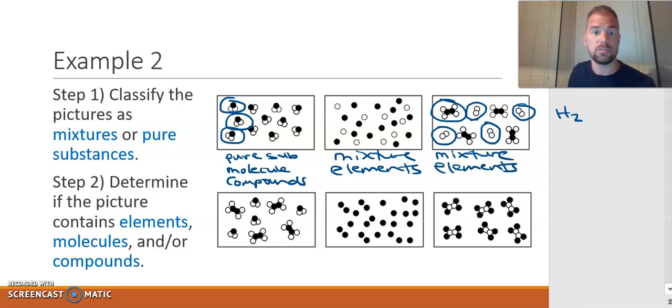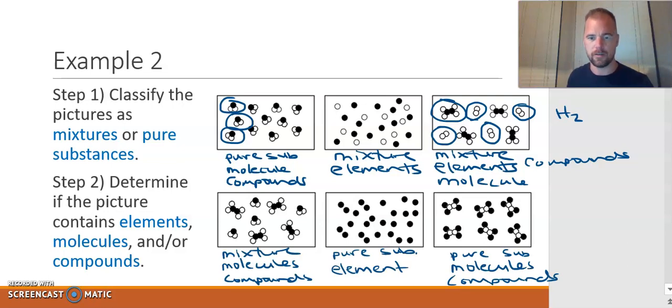Does it contain molecules? Yes, everything in there is a molecule. Everything in this picture is a molecule because it's 2 or more atoms bonded together. And then does it contain compounds? Yes, it does. It also contains compounds. It wouldn't be the white molecules. Okay, those aren't compounds. But these other particles, those are the compounds because it's got the 2 different colors. So go ahead and pause the video here and then go ahead and hit play to reveal the answers.